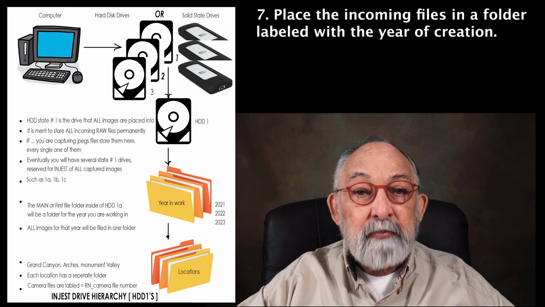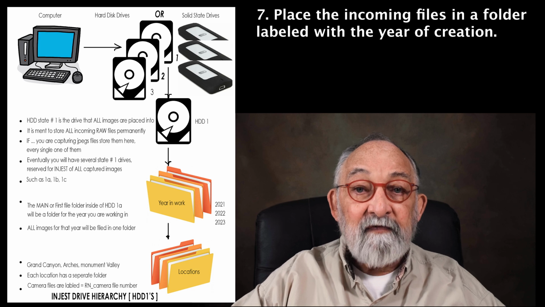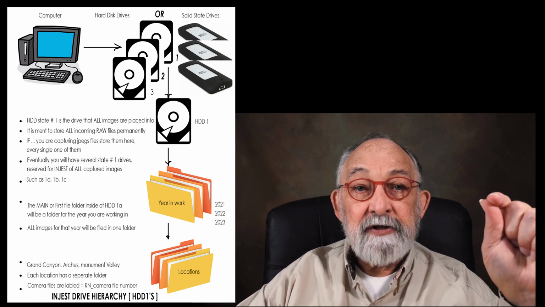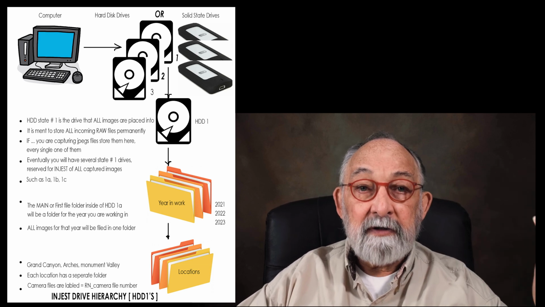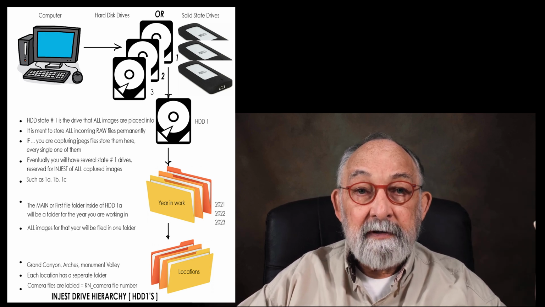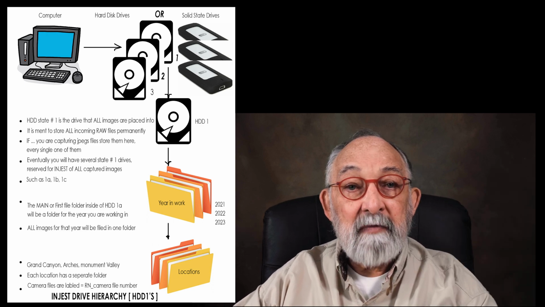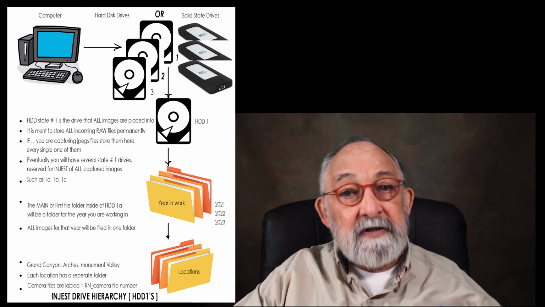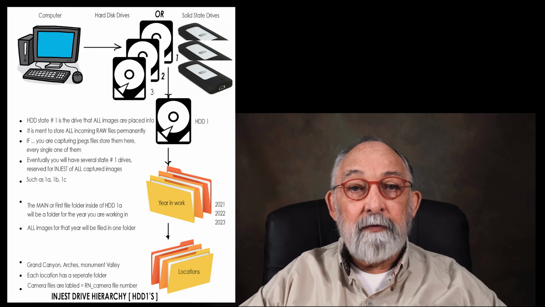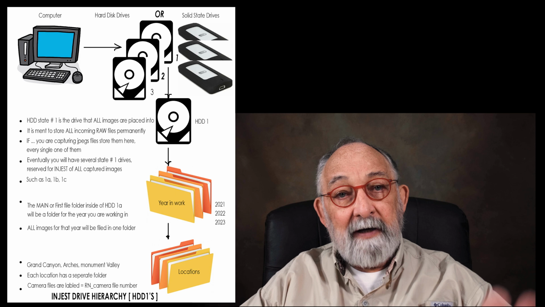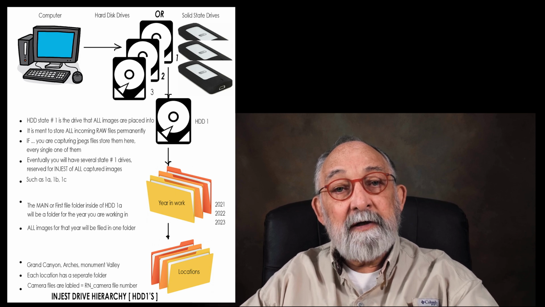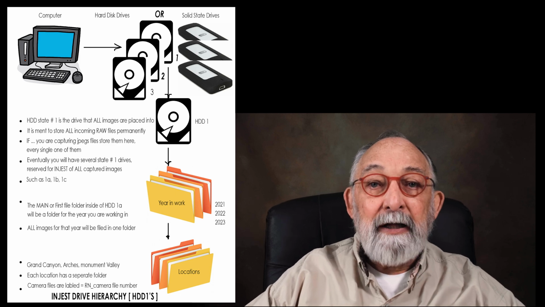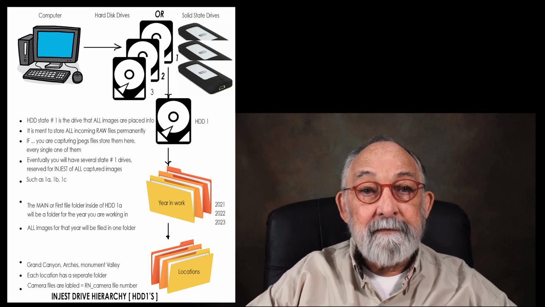Now, place the incoming files. Make a folder and label it with the year of creation. Okay, we're currently 2023. So I make a file, stick it in my hard drive, 2023. Every file goes into there. If you're recreating from past stuff, you'll have a 22, a 21, a 20, a 19, you know. Put them in filed by year.